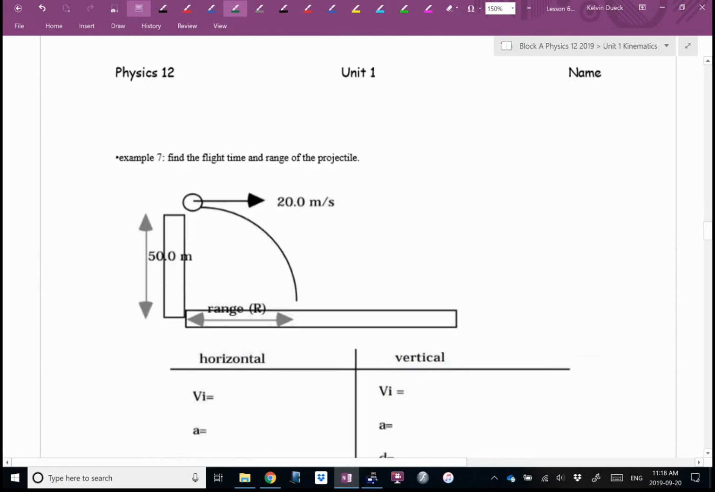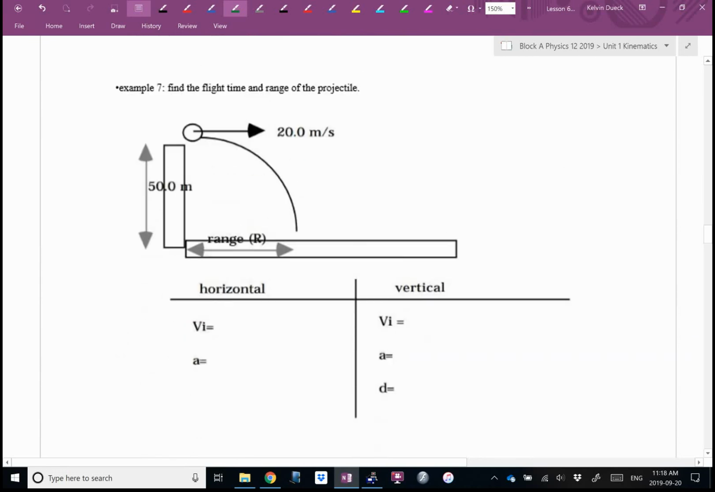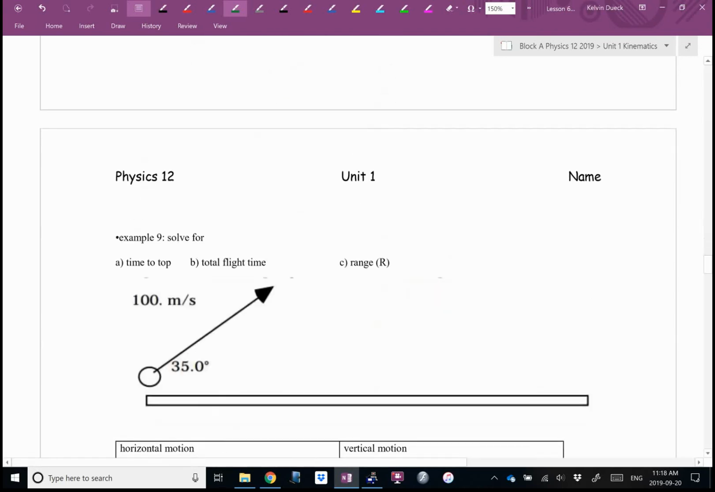I like example 7. Example 7 is a nice question. We're going to finish off with example 7 for today. We're going to pick up with example 9. I guess I knew example 8 next class.